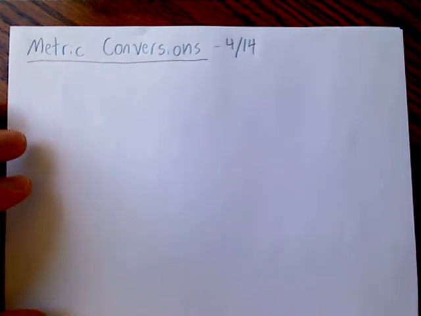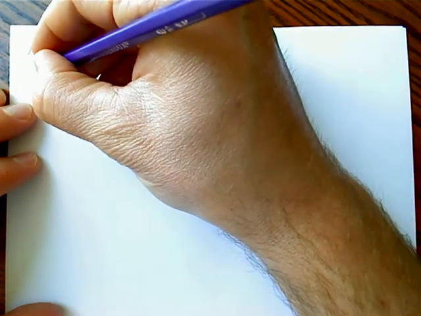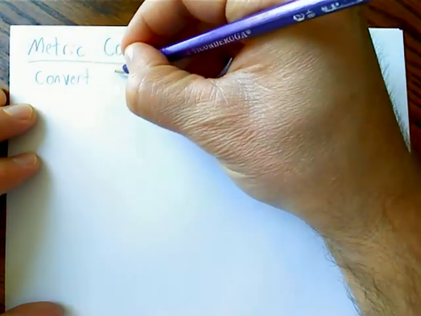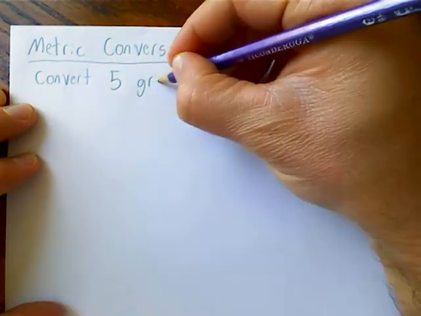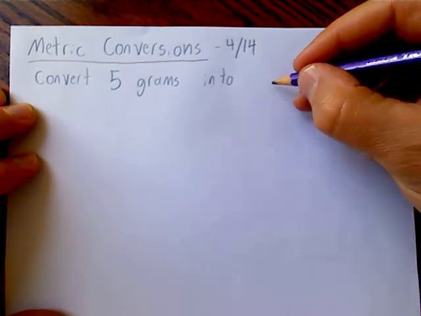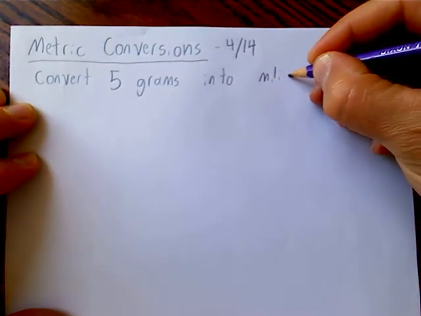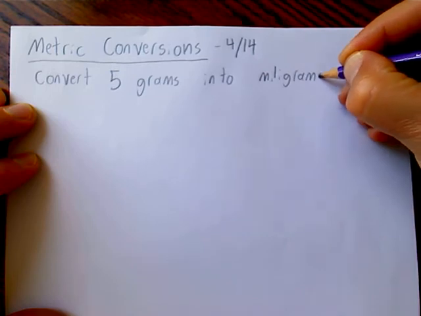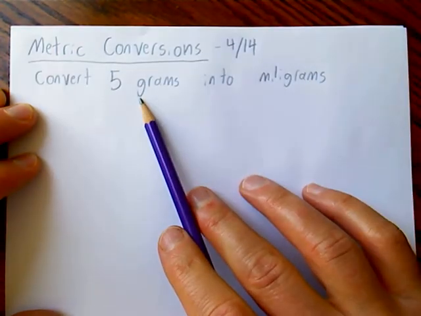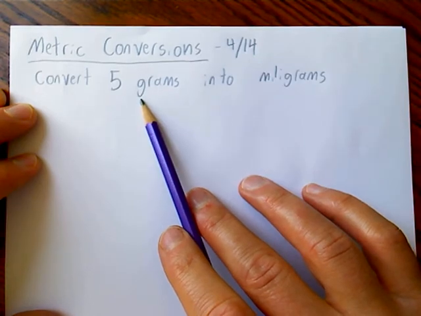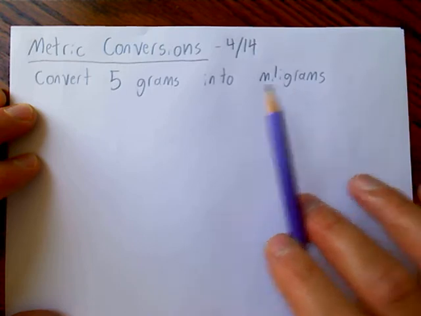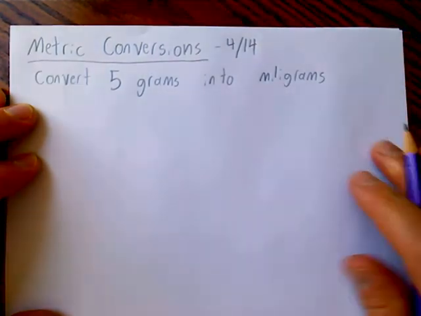So we're going to start right out with the practice problem. I'm going to ask you to convert 5 grams into milligrams. Okay, so we have something that weighs 5 grams, and we want to convert that into milligrams. So how many milligrams are in 5 grams is another way to think about it.